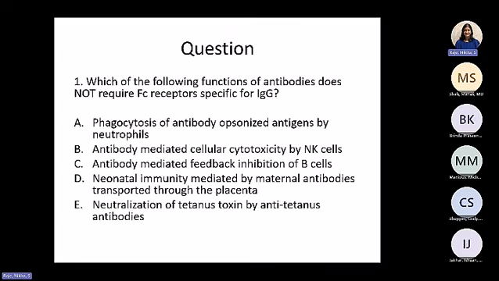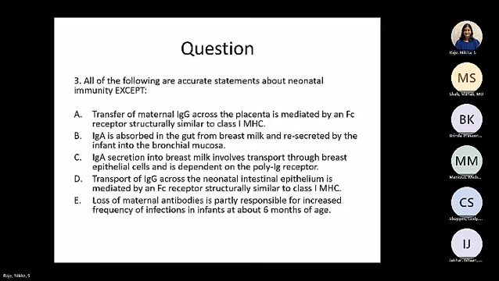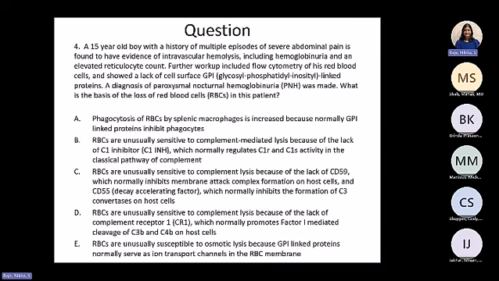A few questions. Which of the following functions of antibodies does not require Fc receptors specific for IgG? Children with C3 deficiency are at higher risk for serious bacterial and fungal infections. Which of the following explains the importance of C3 in defense against these microbes? All of the following are accurate statements about neonatal immunity, except. The except questions are always tricky.